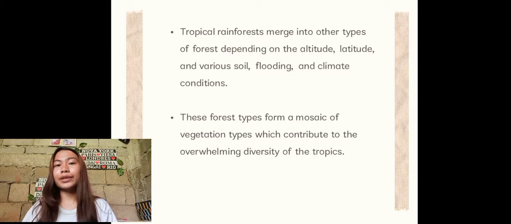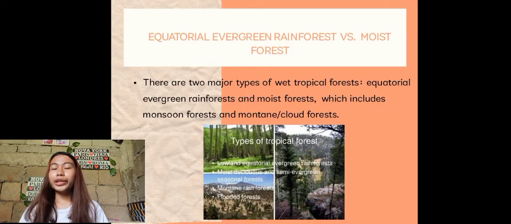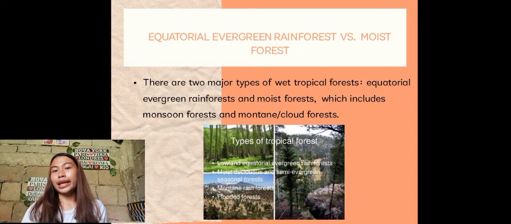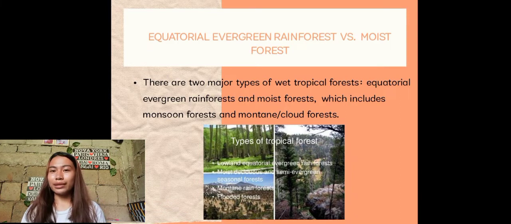These forest types form a mosaic of vegetation types which contribute to the overwhelming diversity of the tropics. Equatorial evergreen rainforest versus moist forest. So there are two major types of wet tropical forest. These are equatorial evergreen rainforest and the moist forest, which includes monsoon forest and montane or cloud forests.